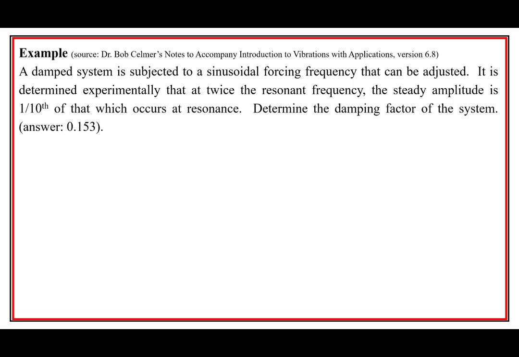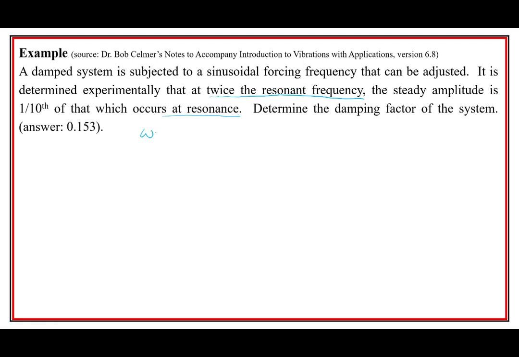All right, so we're going to do some examples. This example is from Dr. Bob Selmer's notes, and this is a damped forced vibration problem. A damped system is subjected to a sinusoidal forcing frequency that can be adjusted. It is determined experimentally that at twice the resonant frequency, the steady amplitude is 1/10 that which occurs at resonance. So that's almost like a word problem.